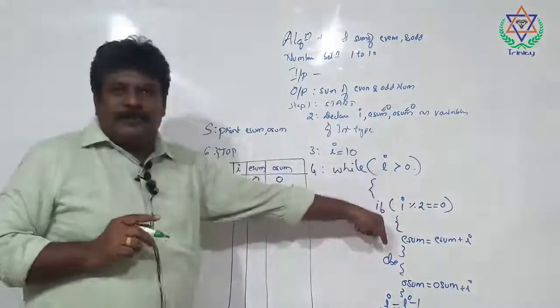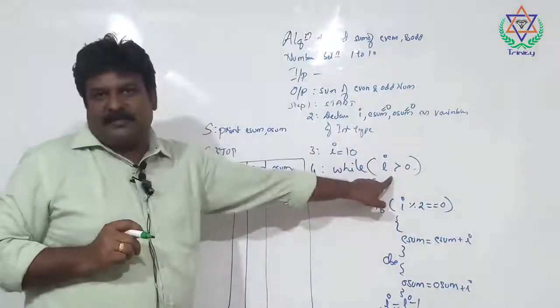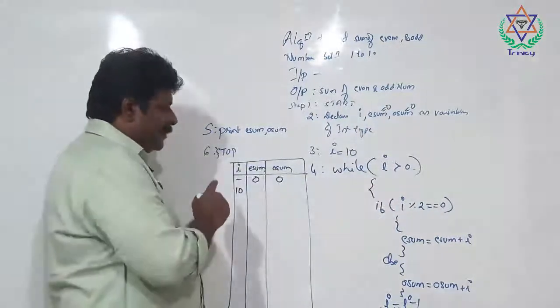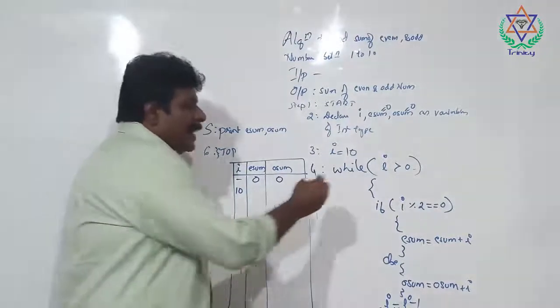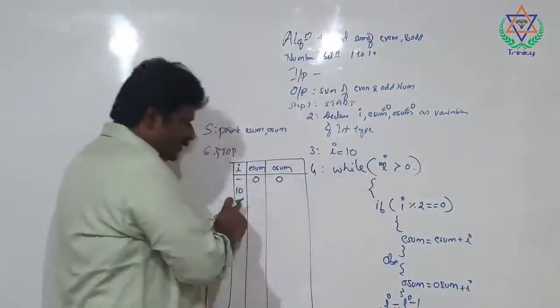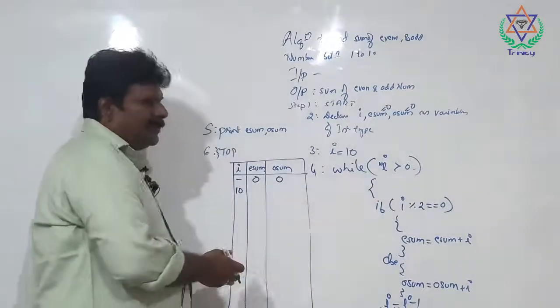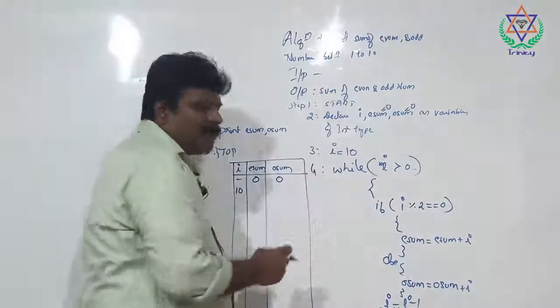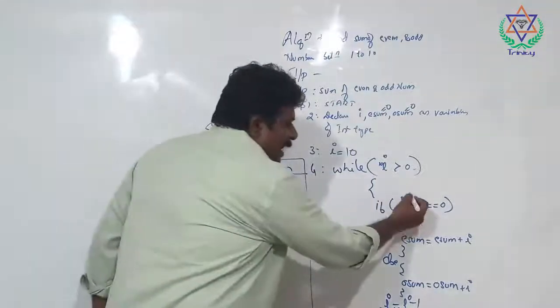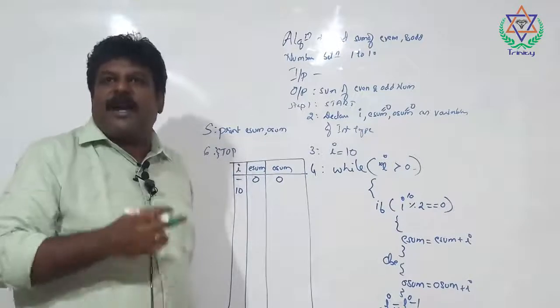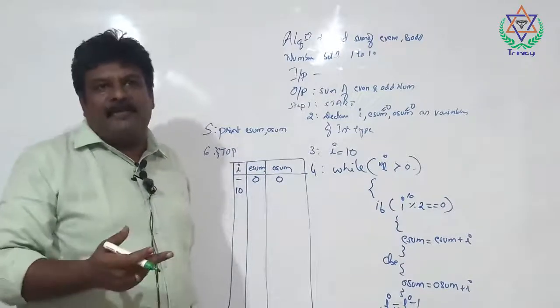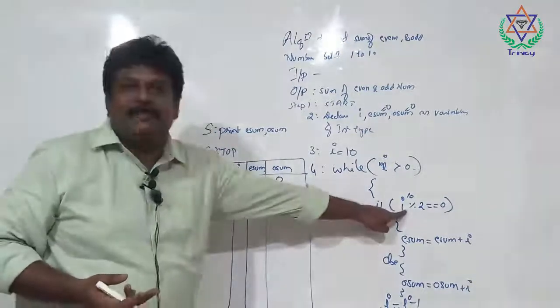Then it comes over here. Before getting inside, it checks the condition. What is there in I? You have a look at the table. I has 10, right? You have to see the table. 10 is greater than 0? Yes. It gets inside. I is having 10. 10 mod 2 is equal to 0? Yes, because if I divide 10 by 2, the remainder will be 0. That's why this becomes true.